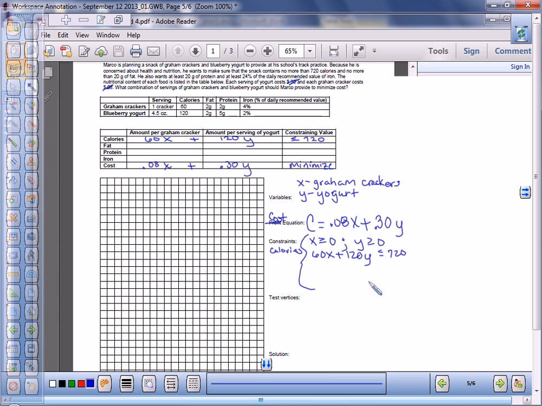All right, next one, fat. Tell me about fat for a graham cracker. 2 grams. And fat for a yogurt. 2 grams. Let's read back up. No more than 20 grams of fat. There we go. No more than, which inequality is that? Less than or equal to. So that second one has to do with fat, and it's 2x plus 2y must be less than or equal to 20.